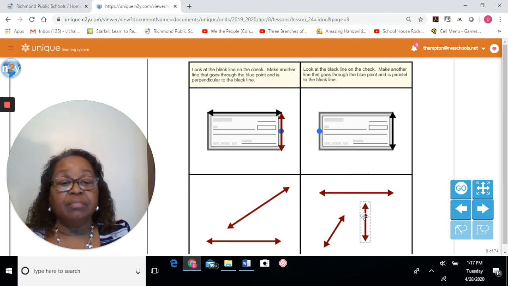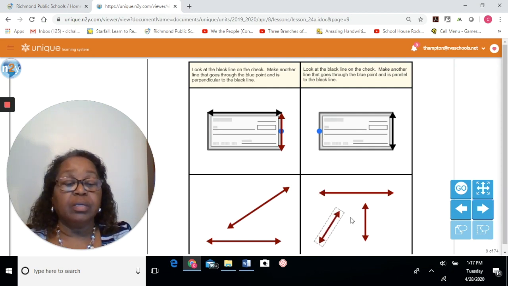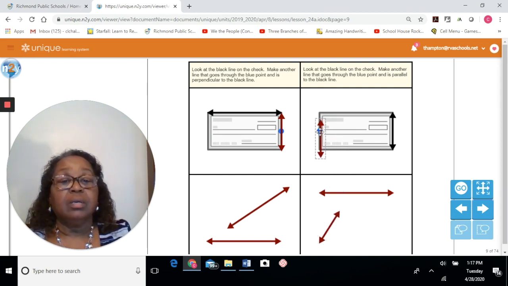So we could not have done this. We couldn't have done this because they would not be parallel because they don't have the same slope. So we had to put a parallel line in. Now, these 2 lines are parallel. They have the same slope. They're going in the same direction, but they'll never meet. Excellent.